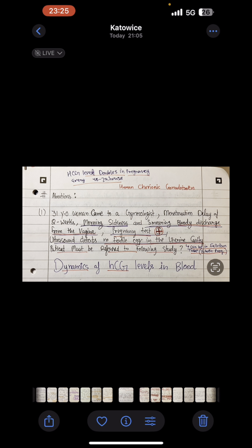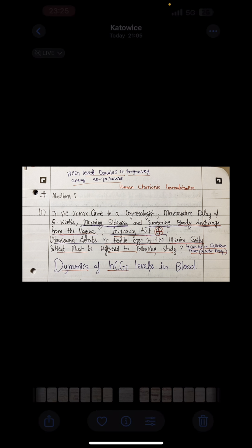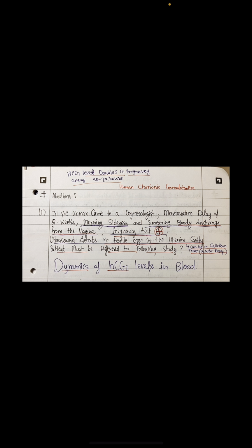Next is abortions. So we all know what abortions are. There is only one question in the KROK which I have seen on this topic. A 31-year-old woman came to the gynecologist with a menstruation delay of 2 weeks, morning sickness, and smearing bloody discharges from the vagina. Pregnancy test is positive. Ultrasound detects no fertile egg in the uterine cavity. The patient must be referred to the following study.